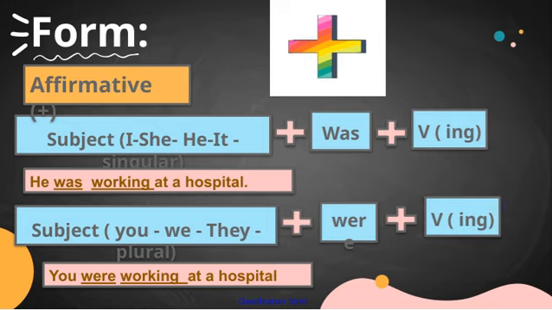For singular subjects like I, she, he, or it, we use was. For example, I was working, she was working, he was working. Understanding these differences helps us form correct sentences when describing ongoing actions in the past. This concept is fundamental as we build our skills in past tense storytelling and communication.